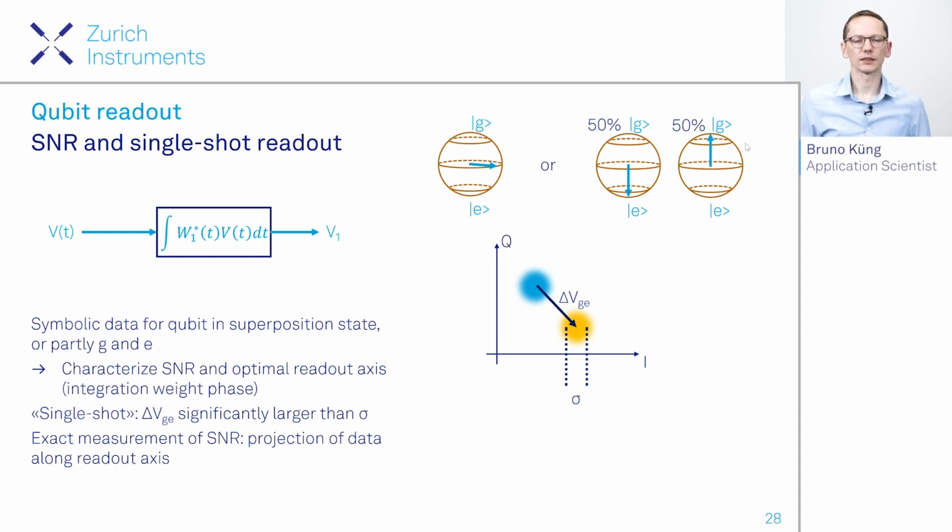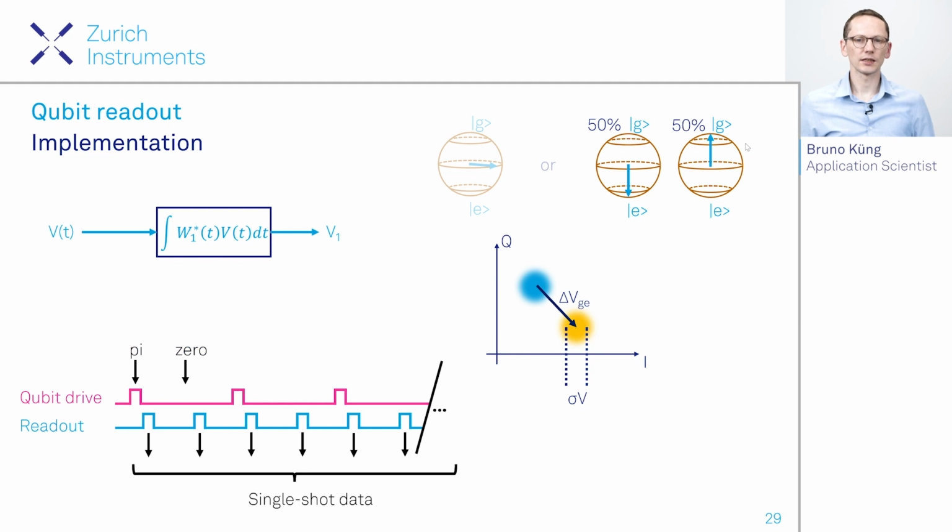And then we will expect data which more correspond to this pair of blobs that we see on the right-hand side, where we can read off this delta V GE, the difference in the readout signal between these two states, and also we can compare this with the spread or sigma of the individual blob and get a first idea of the optimal readout direction, which maps to an integration weight phase, and obtain a first idea of the signal to noise ratio. And as we enter the regime where this delta VGE is significantly larger than sigma, we can speak of single shot readout.